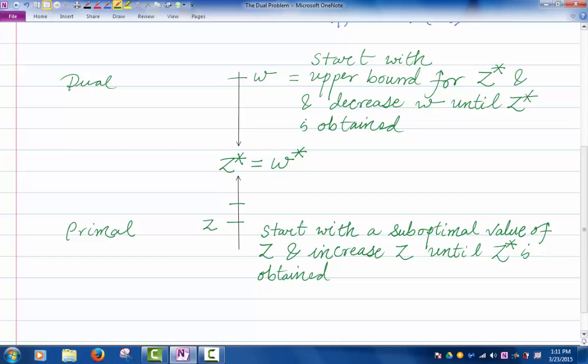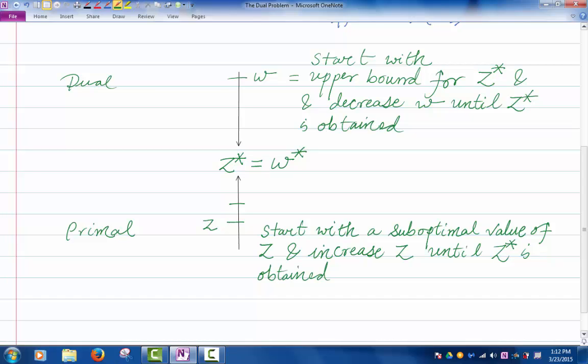Again, all this, I haven't told you what the dual problem is, but I'm trying to tell you the motivation for the dual problem. The motivation is that the dual problem will give you upper bounds for Z star, and then if you keep decreasing the upper bounds until you get the least upper bound, which is W star, hopefully that's going to be Z star, and then we can obtain Z star in that way as well.